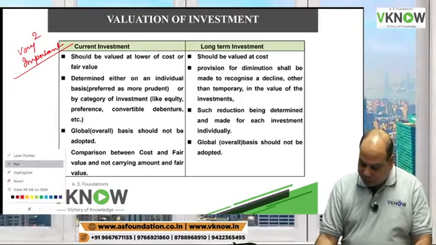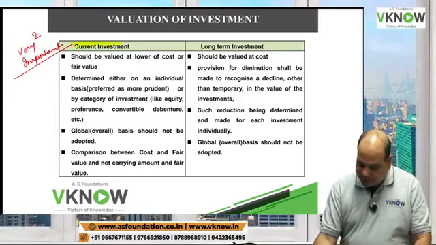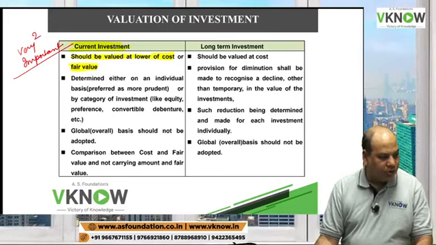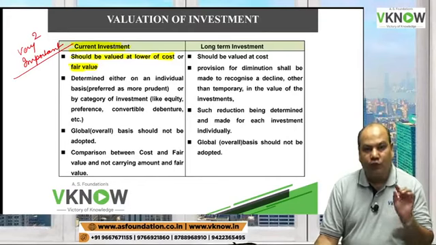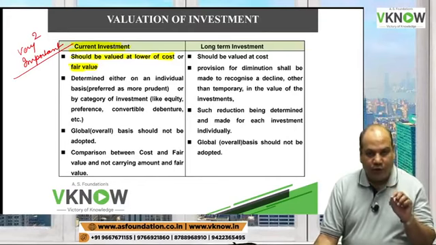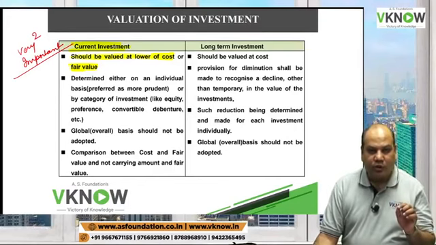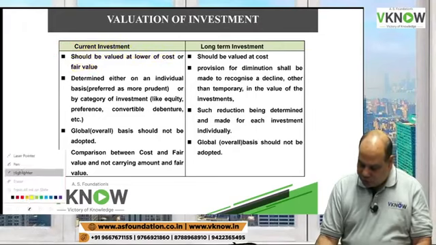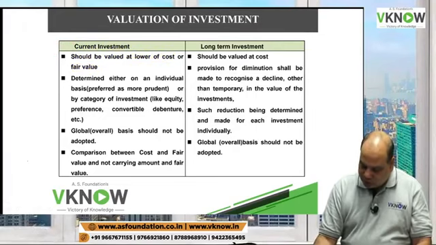On the left side of the screen, current investment should be valued at lower of cost or fair value. So first golden rule for today, if it is current investment, apply lower of cost or fair value. And the logic of this is simple. This is conservatism.